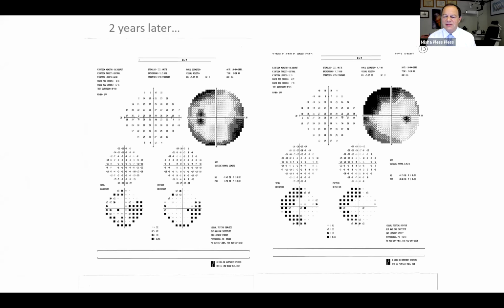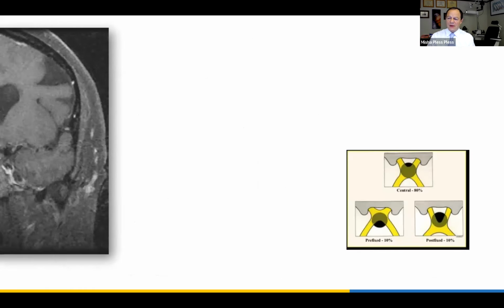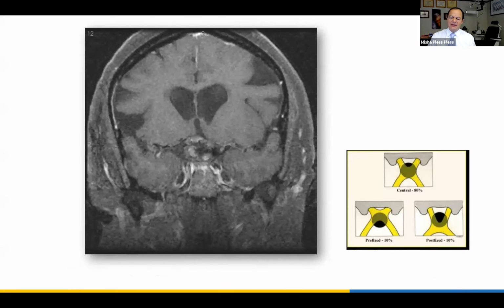And here you can see a different pattern, a pattern of constriction in almost all directions. You can see the right eye has like a ring scotoma, more or less, or half ring. In the left eye, the same. And the central sensitivity is relatively spared. Now, this is a patient that had a giant supraclinoid aneurysm compressing the chiasm.